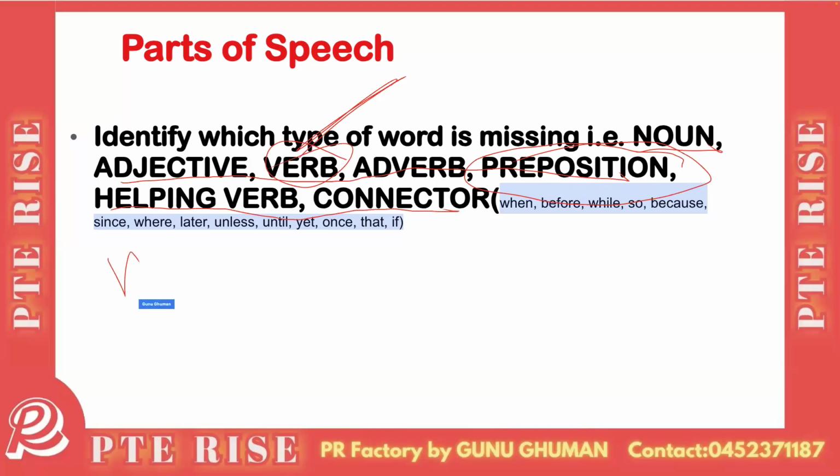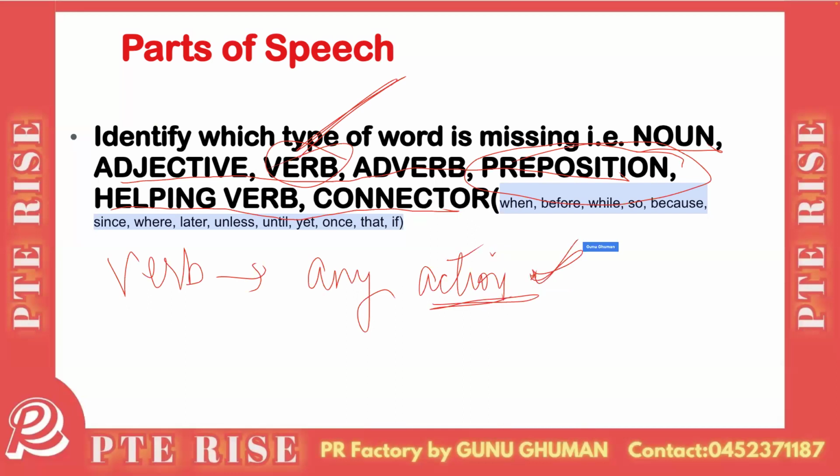What is a verb? In simple English, it is any action that anyone does. For example, let's talk to all of you. Give me one example of an action. Let's start with Kashika. Kashika, any example, please?